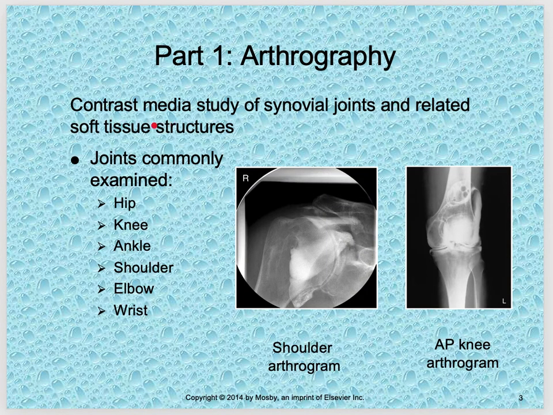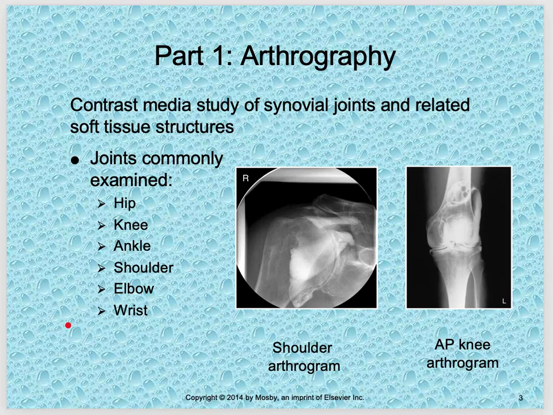So, arthrography. It's a contrast media study. They're looking at the synovial joints and your soft tissues, tendons within there, making sure that the synovial capsules are all in one piece. Joints that are commonly examined are hip, knee, ankle, shoulder, elbow, and wrist. More often than not, what you see in the department are going to be knee and shoulder. Those are the most common for what you're going to see.